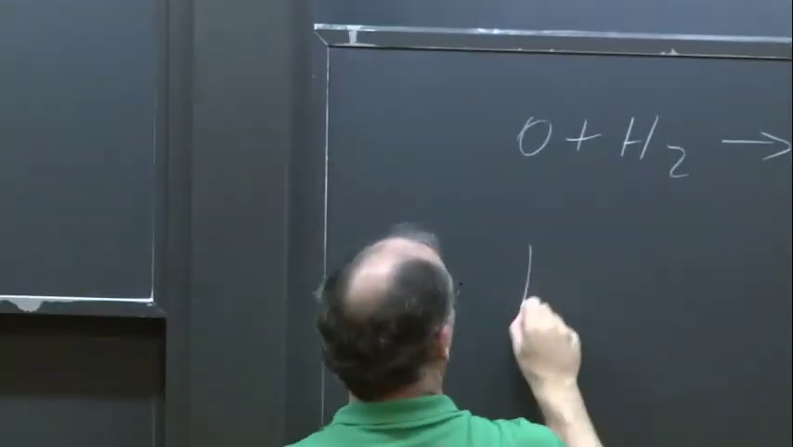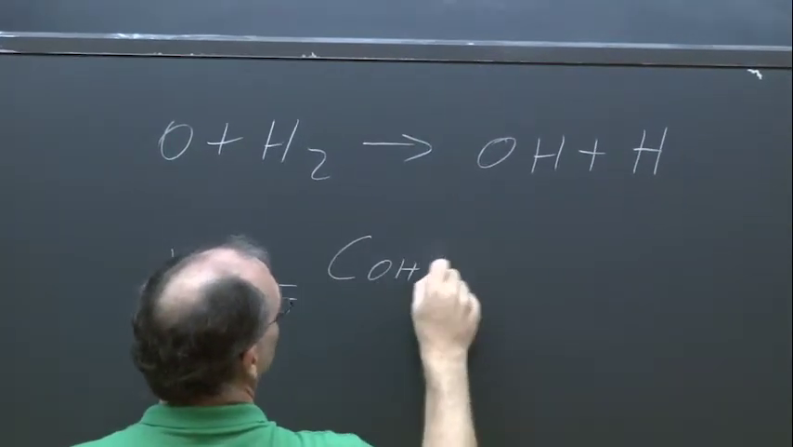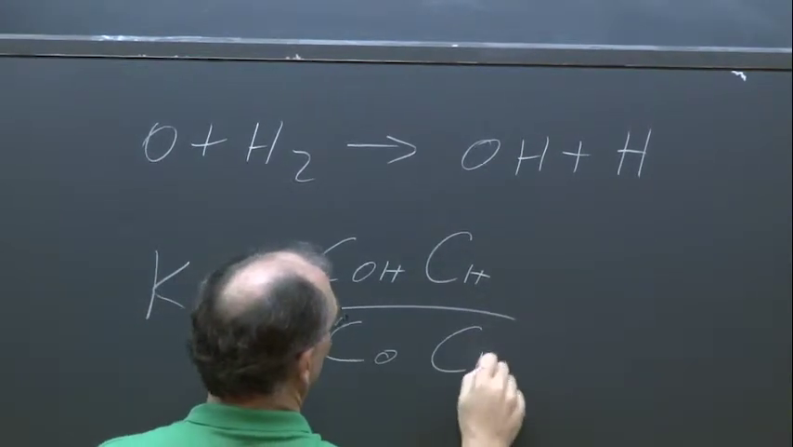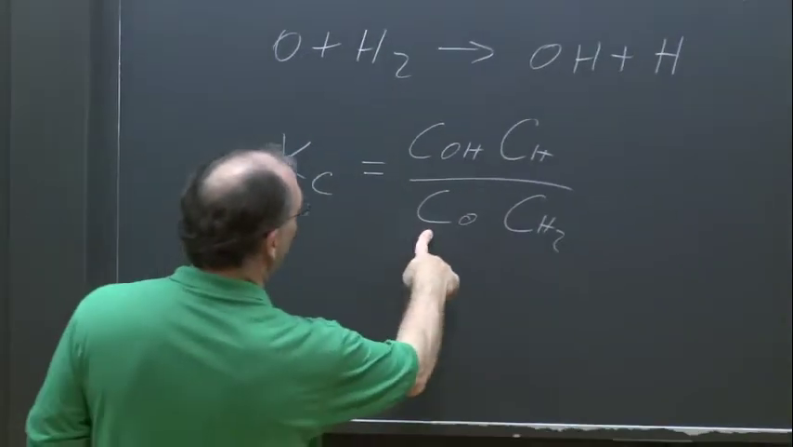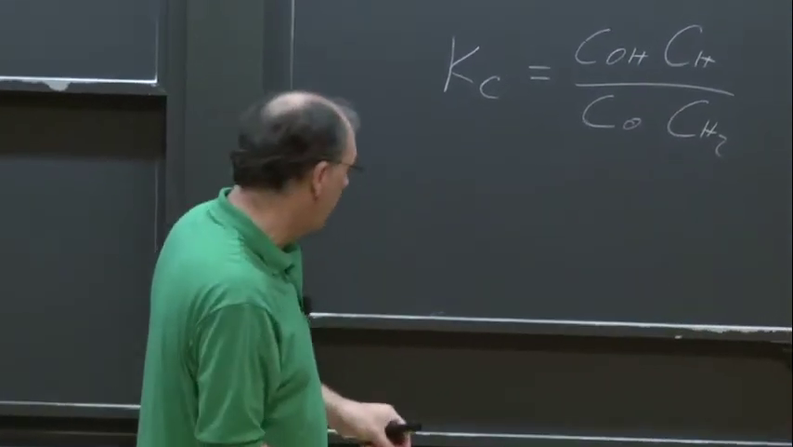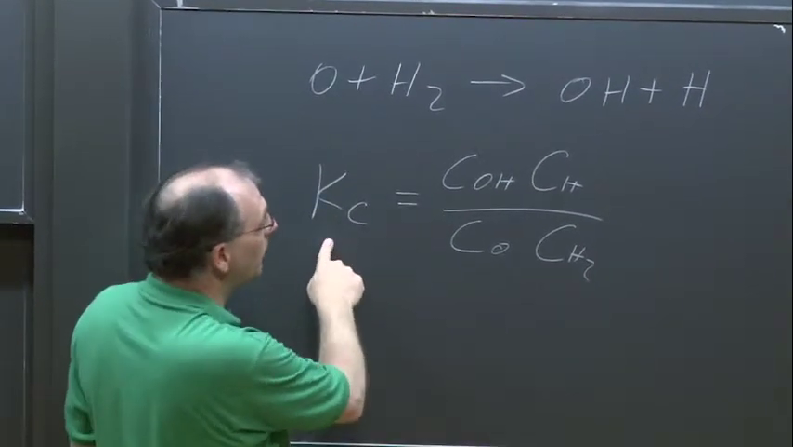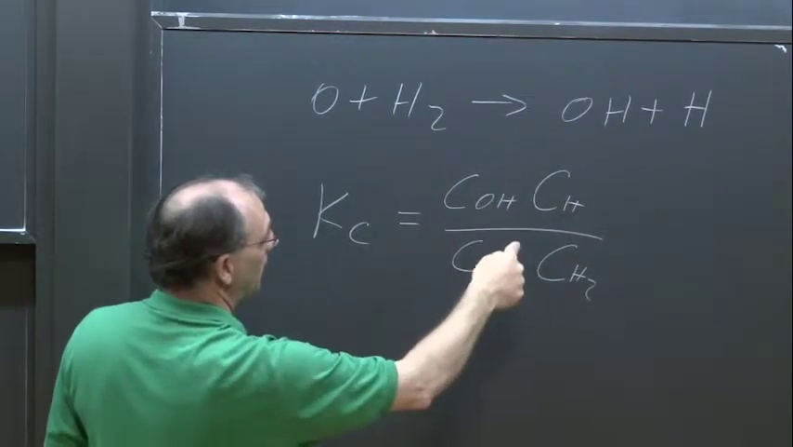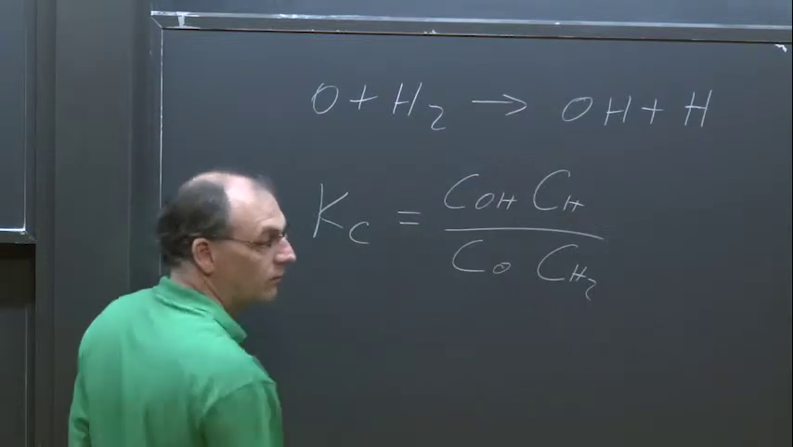Okay, then we say Kc, the equilibrium constant, is C_OH times C_H divided by C_O times C_H2. Right, so this is what we did yesterday, which means now I can solve this for C_O. This is only a function of temperature. So if I know the temperature, I know the concentration of H, I know H2, and that gives me the O concentration as a function of OH.